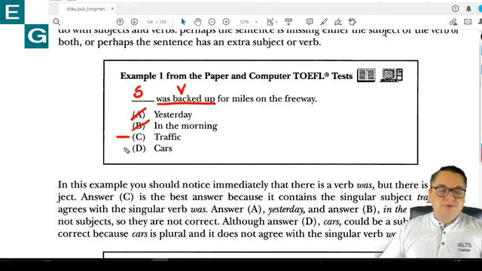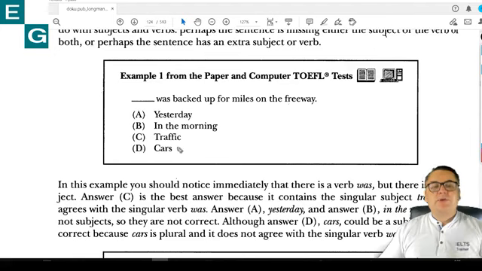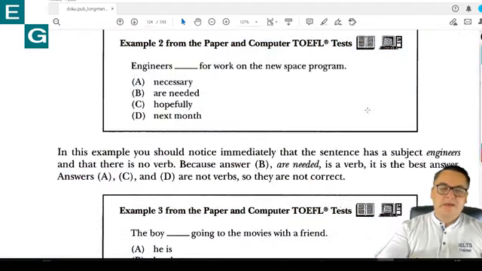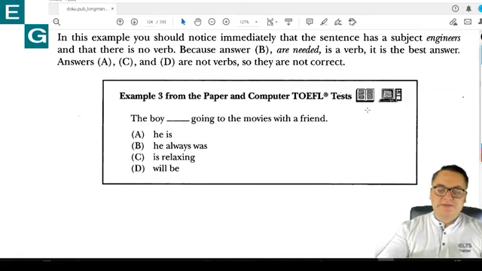Then we have two choices. We have traffic and cars. Now this verb is a singular verb, so I need a singular noun. The singular noun I have is traffic. So traffic was backed up for miles on the freeway. This is the answer choice we are looking for. Then we can move on to answering this question.